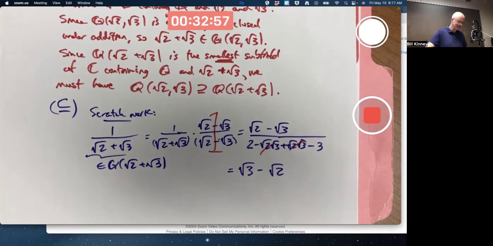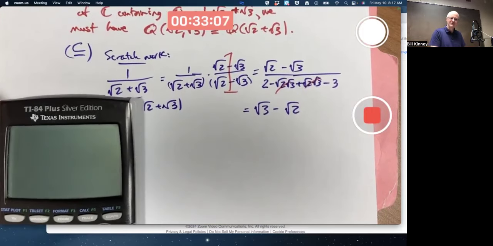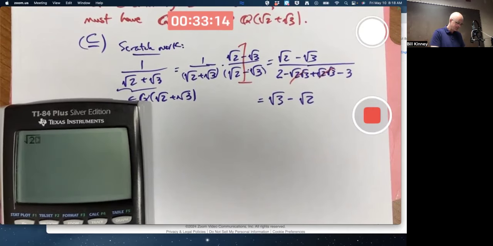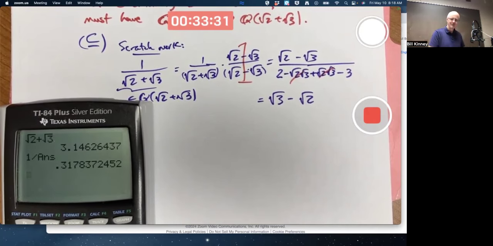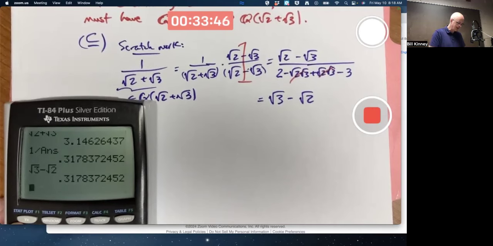Is that really right? Is square root of 3 minus square root of 2 really the multiplicative inverse of square root of 2 plus square root of 3? That seems really weird. Let's try with the calculator here to check it, see if it seems right. Square root of 2 plus square root of 3 is about, well, close to pi. How about that? Not equal to pi, but close. 3.14626. What's its multiplicative inverse? It's about 0.3178. What's square root of 3 minus square root of 2? How about that? It works. Very unexpected, right? This is right.